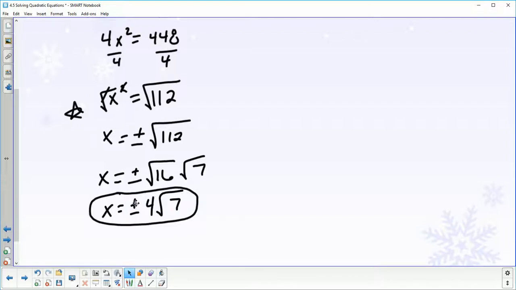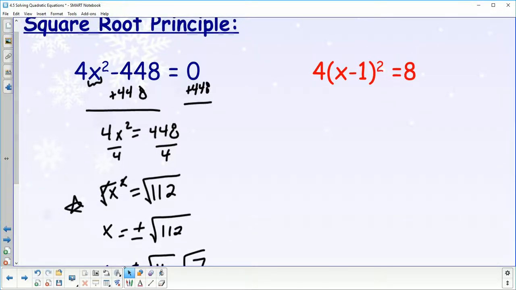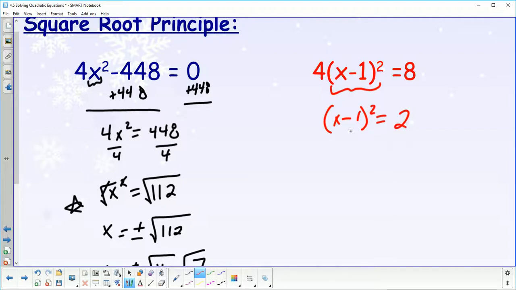All right, remember the plus or minus. So we're going to have one where it's positive 4 square root of 7 and one where it's negative 4 square root of 7. Okay, in our other example, we want to isolate that squared piece. We can do that just by dividing by 4. So I'm going to have x minus 1 squared equals 2. And same idea, I'm going to square root both sides now because we want to get rid of that square, and we're going to end up with x minus 1 equals plus or minus the square root of 2.